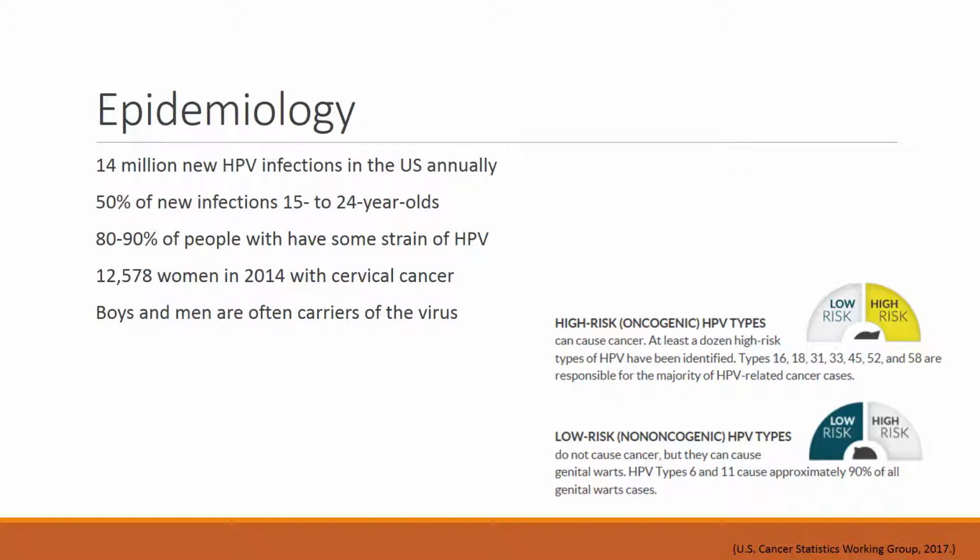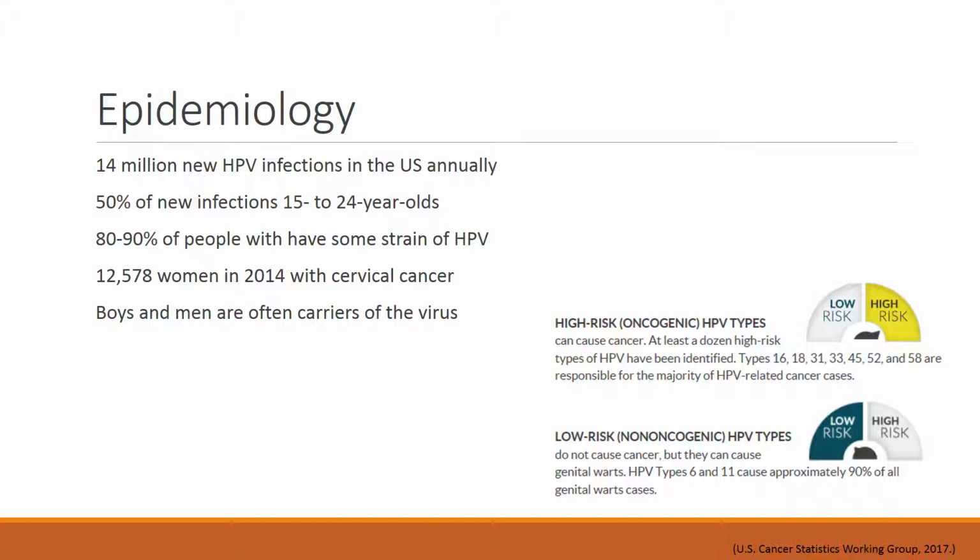So 50% of new infections are between the ages of 15 and 24 years old. And there's 14 million new HPV infections annually. So about 80 to 90% of us are going to have HPV at some point. Luckily, most of us with a healthy immune system will clear that. But for those high-risk strains and for people with a low immune system or immunocompromised, there's about 12,500 plus cases of cervical cancer every year.